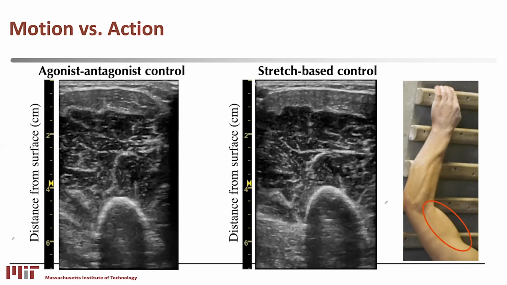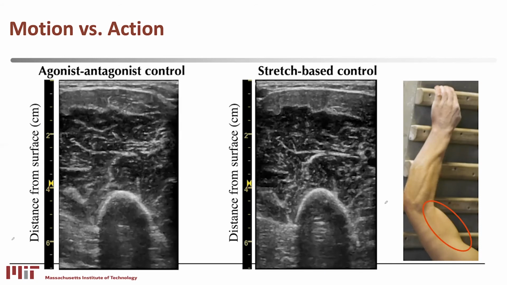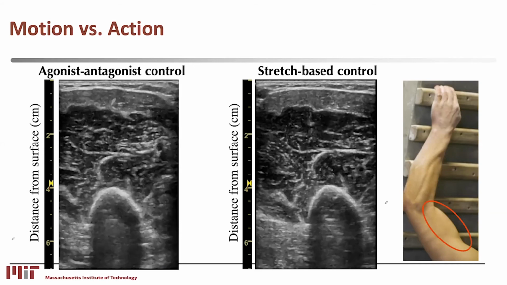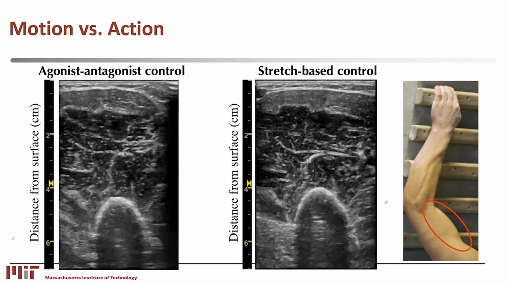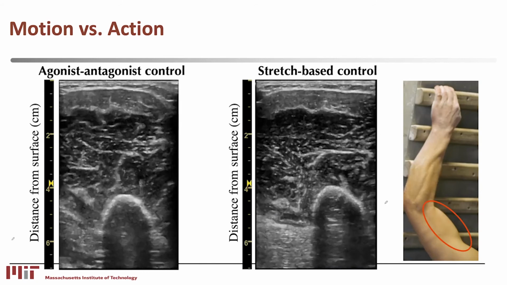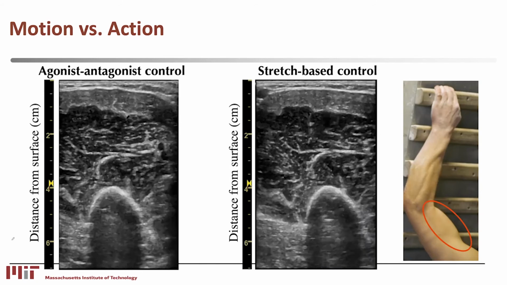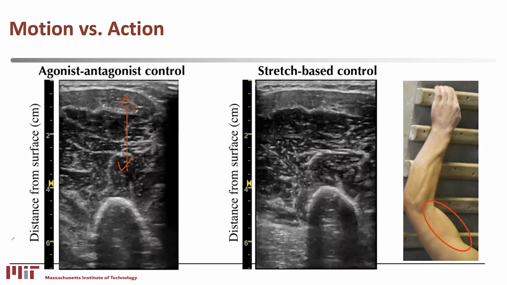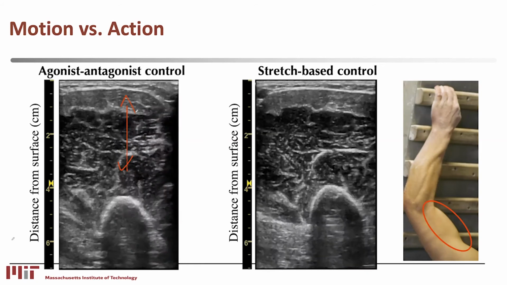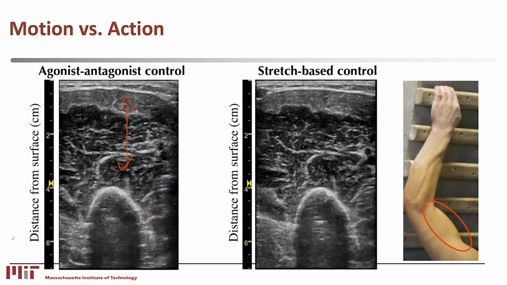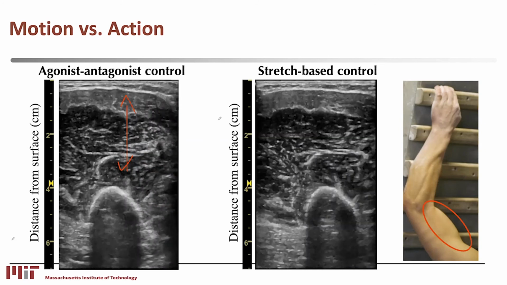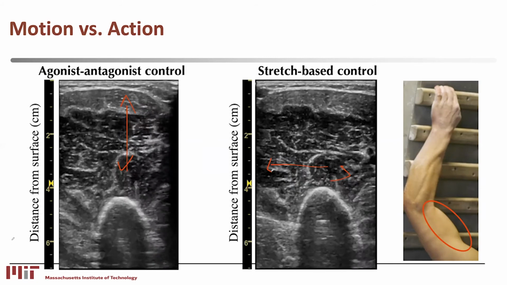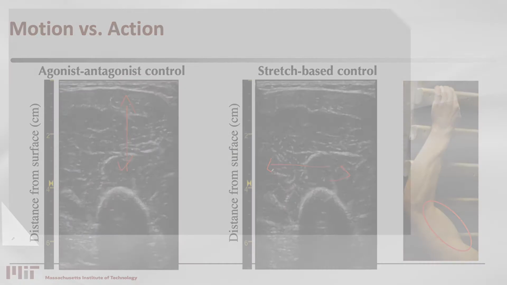The left video shows an agonist-antagonist action. The two opposing muscles, the biceps and the triceps in this case, working in unison. Here, motion shows up as expansion in the Z direction. The right shows stretch-based control. In this case, we do not see the muscle's contraction-expansion action, and the left-right motion is mostly due to relative motion of the probe with respect to the arm.